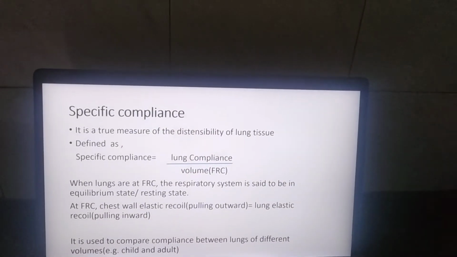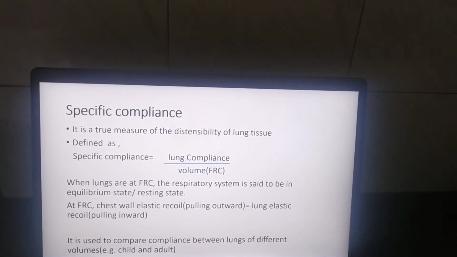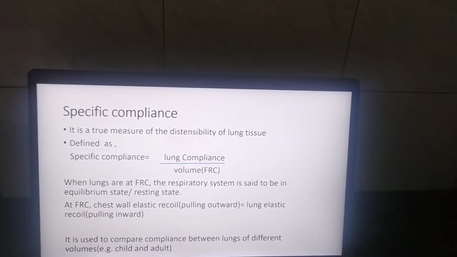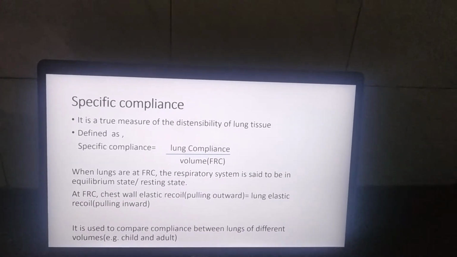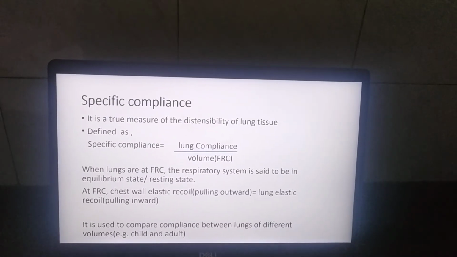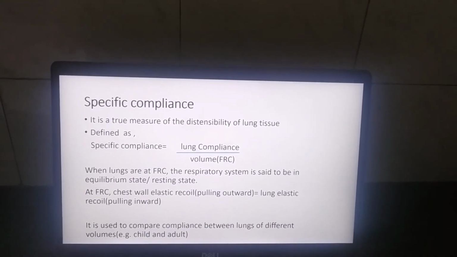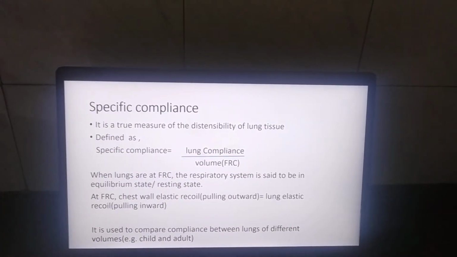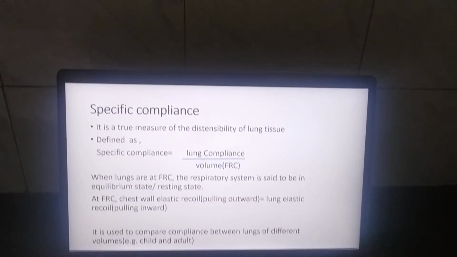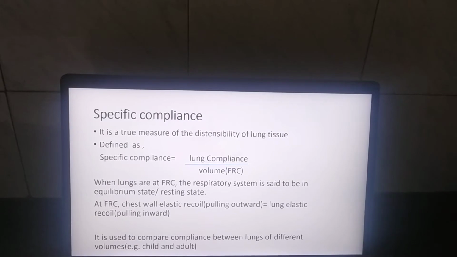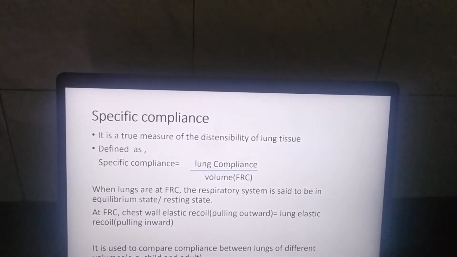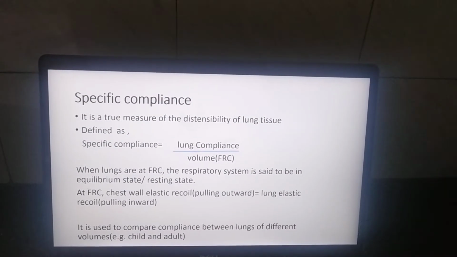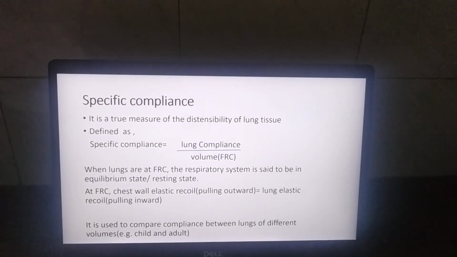at the end of normal expiration. Remember that when lungs are at functional residual capacity, the respiratory system is said to be in equilibrium state, or resting state. So how is this equilibrium position achieved? At functional residual capacity, two opposing tendencies, the tendency of lung to move inward and the tendency of thorax to move outward, cancel each other. Therefore, we say the respiratory system is in equilibrium position at the end of normal expiration. Here you can see at FRC, chest wall elastic recoil pulling outward is equal to lung elastic recoil pulling inward at functional residual capacity.